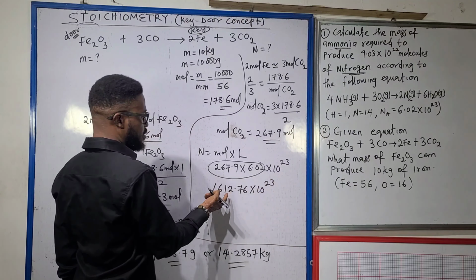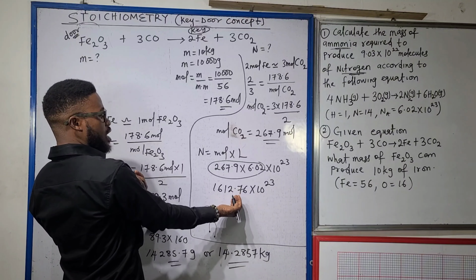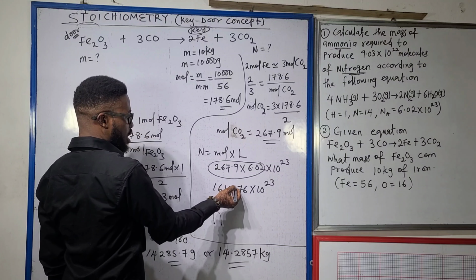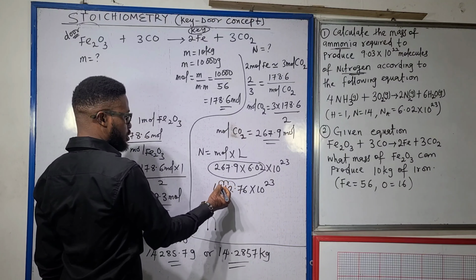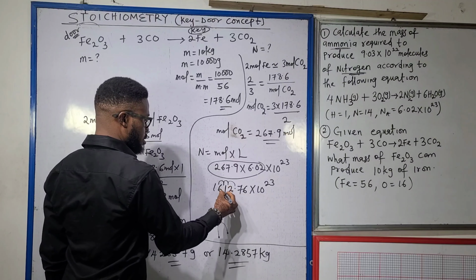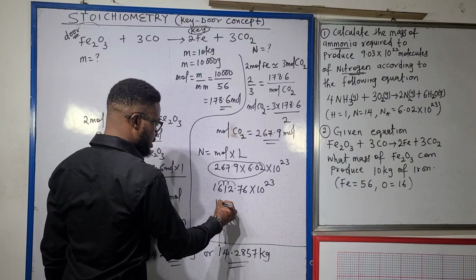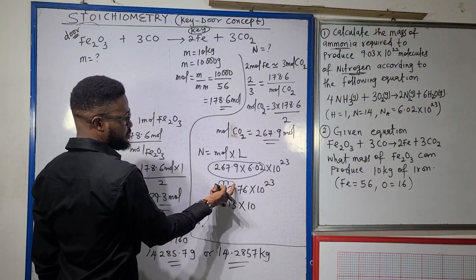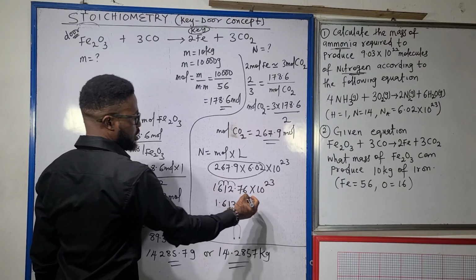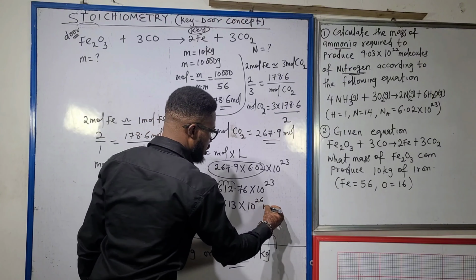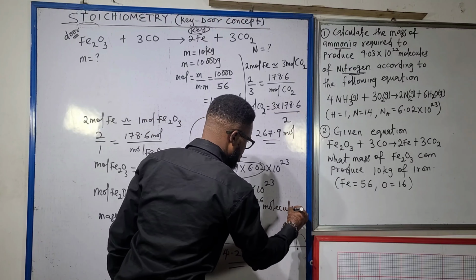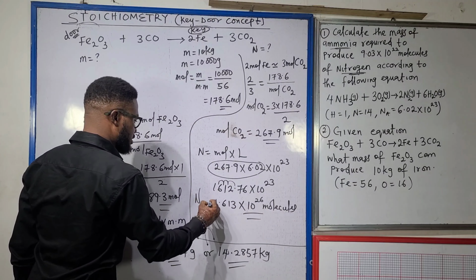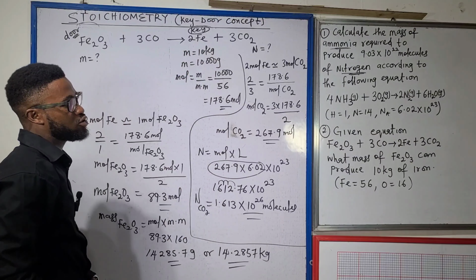Of course, this must be in standard form. When I shift my decimal point backward, that is close to the index. So I'm going to move this 1, 2, 3. This is going to be 1.613 times 10 raised to power. This was 23, and I shifted 1, 2, 3, so 26 molecules. So that is the number of molecules of carbon dioxide, if that is what I was told to look for.